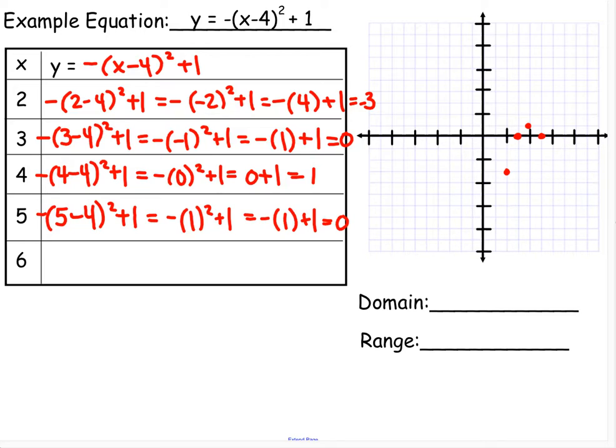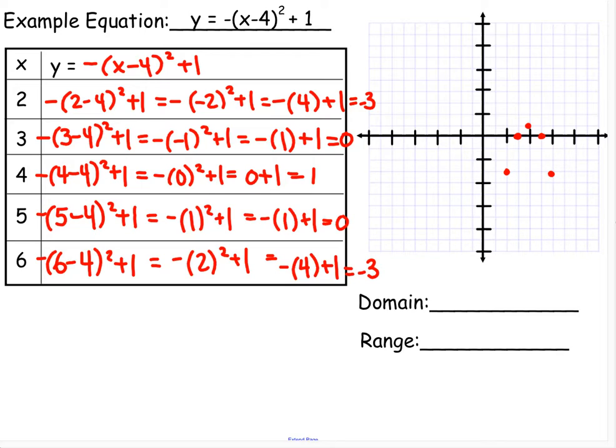Last one, evaluate for 6. Do your parentheses first. So 6 minus 4 is 2. Square your 2. 2 squared is 4. We have a negative in front, so that makes it a negative 4. Plus 1 is negative 3. Graph it, right 6, down 3.